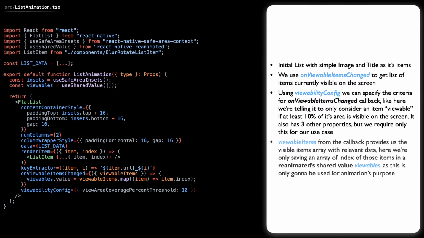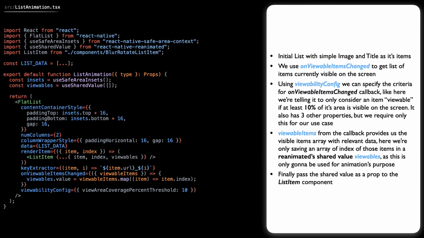Next, declare a shared value to store an array of index of the viewable items. The viewable items also contain other information, but we only require the index position for the animation purpose. Finally, pass this as a prop to the list item.